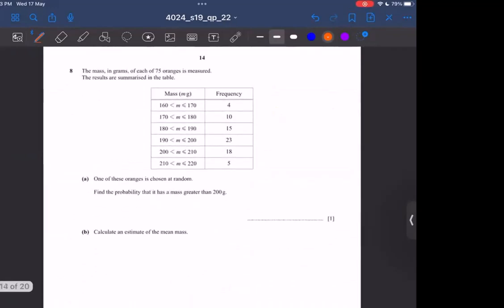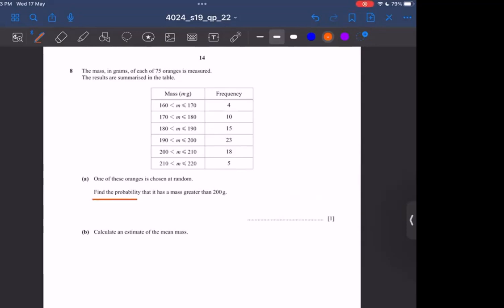Now in question number 8, it is a statistics question. It says the mass in grams of each of 75 oranges is measured. The results are summarized in the table. One of these oranges is chosen at random. Find the probability that it has a mass greater than 200 grams. We have to find the probability.